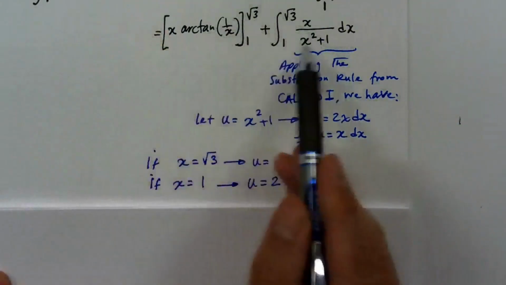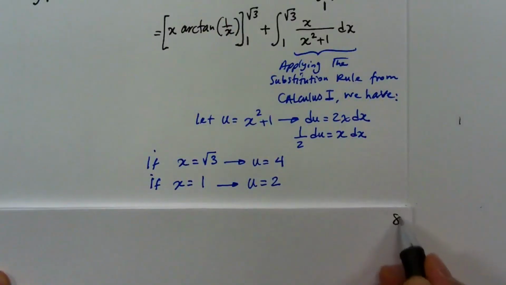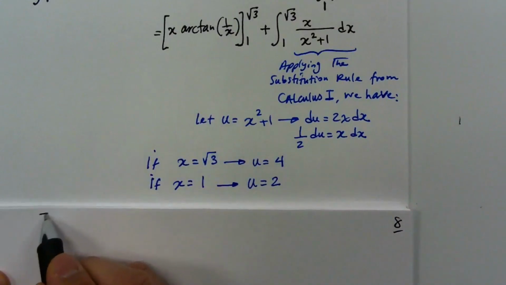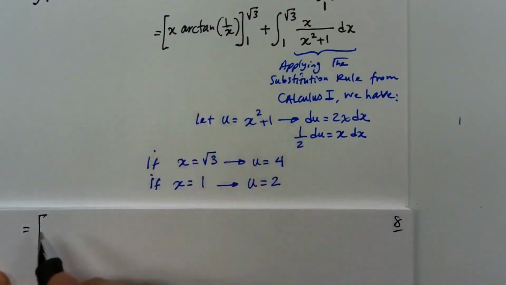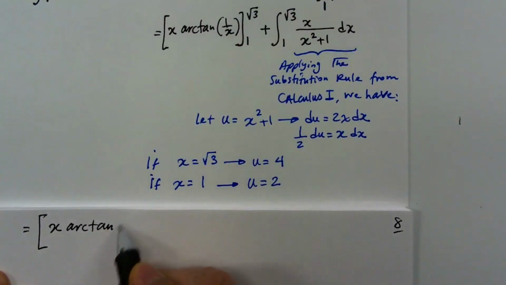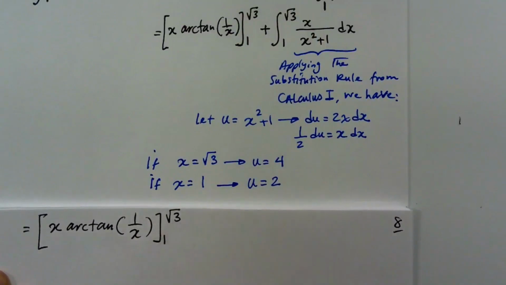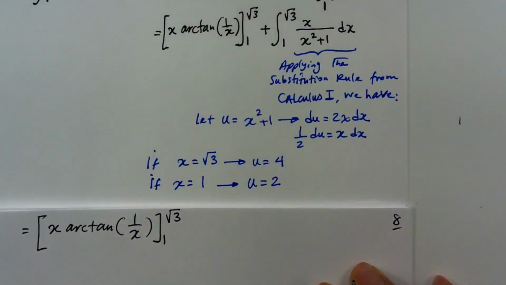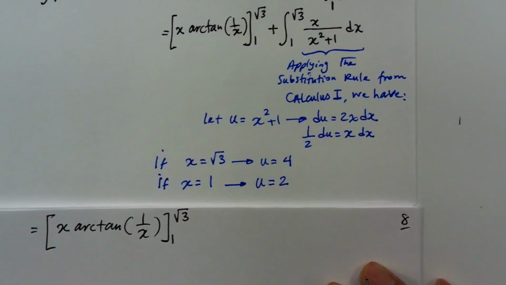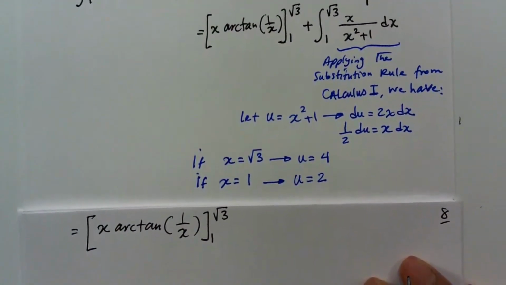But I wanted you guys to see this as we write the next step. This would be page 8, so again we have x arc tangent of 1 over x, going from 1 to square root of 3, right? Sorry about that. I know it's at the bottom of the screen, but I'm trying to keep all of that on the screen as well.